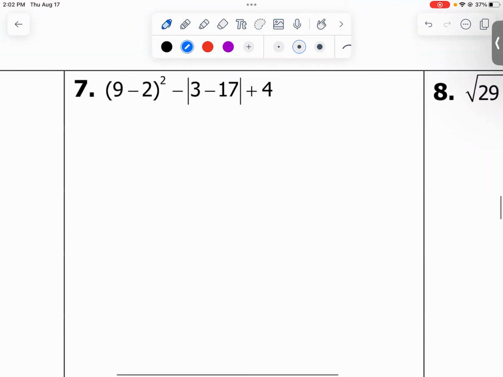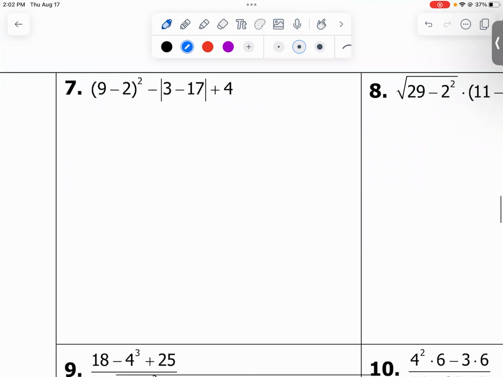All right, we're into number 7. Okay, our first order of business is parentheses. How many different sets of parentheses and grouping symbols do we have? 2. We have 2. We need to do 9 minus 2, and we need to do 3 minus 17.